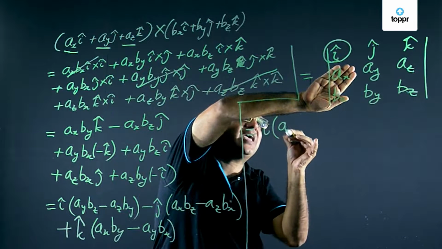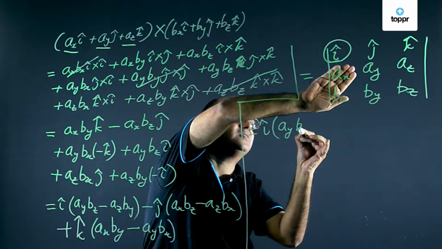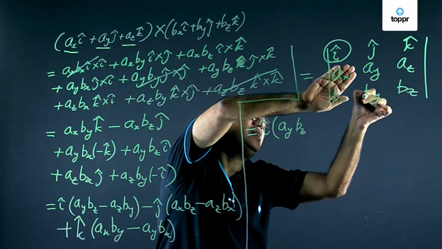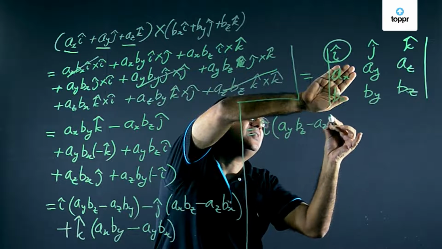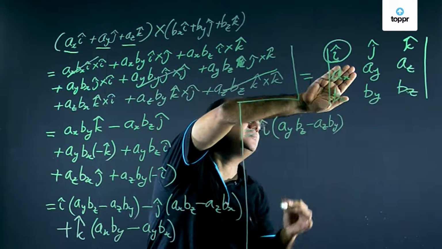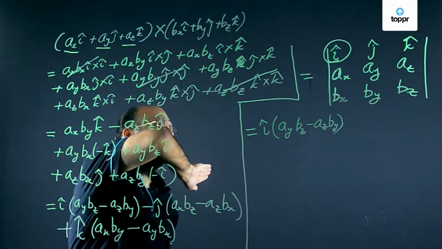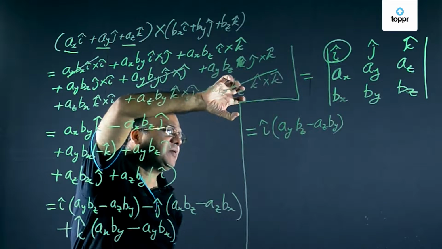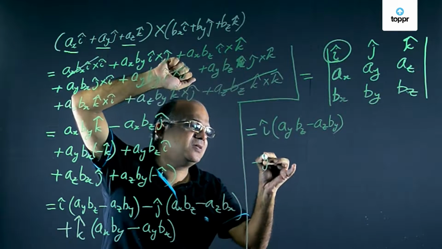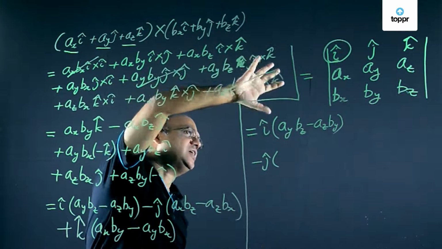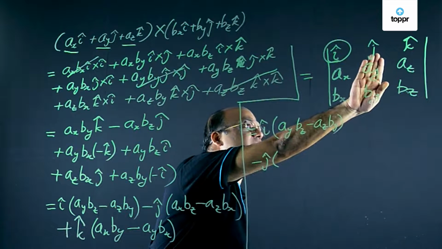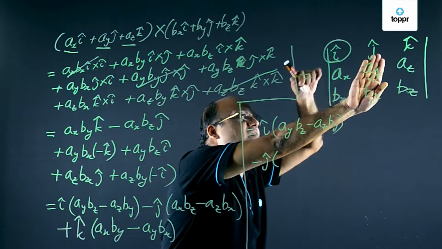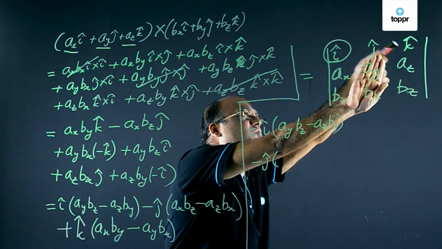So what do we get? Ay bz. Then multiply like this. In between put a minus sign. So we get az by. Right? This is how we get the first term. For j cap, put a minus sign. In a determinant, signs will alternate: plus, minus, plus. So now I'll forget everything below j, and we forget the row of j. That is the unit vector anyway.